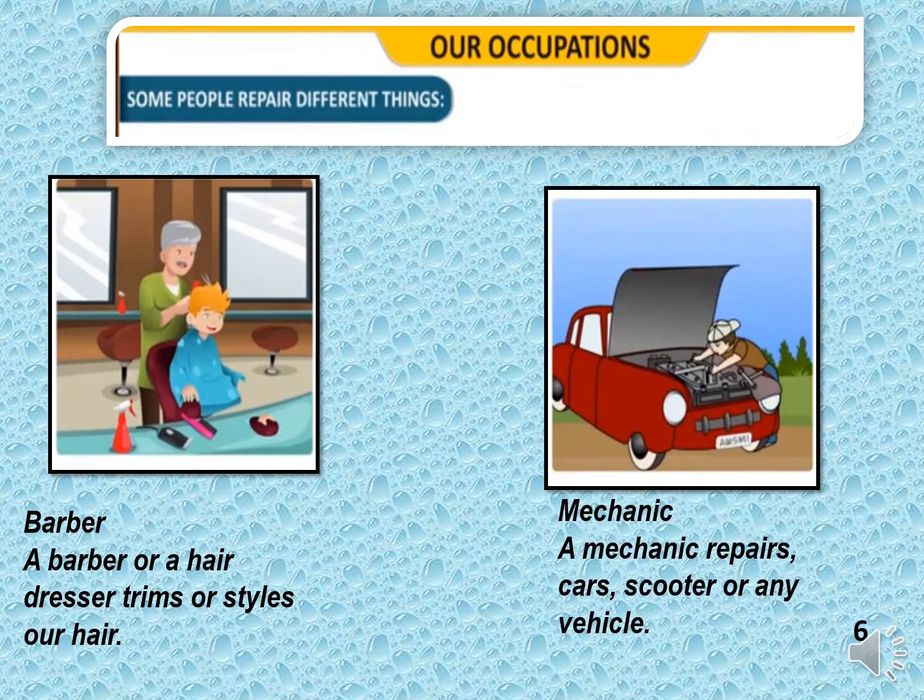In the first picture, what is this man doing? So students, can you see that the man is using a comb and scissors? What is he doing? He is cutting the hair of the small boy. So who's he? He is a barber. A barber or a hairdresser trims or styles our hair. Next is a mechanic. A mechanic repairs cars, scooters, or any vehicle.